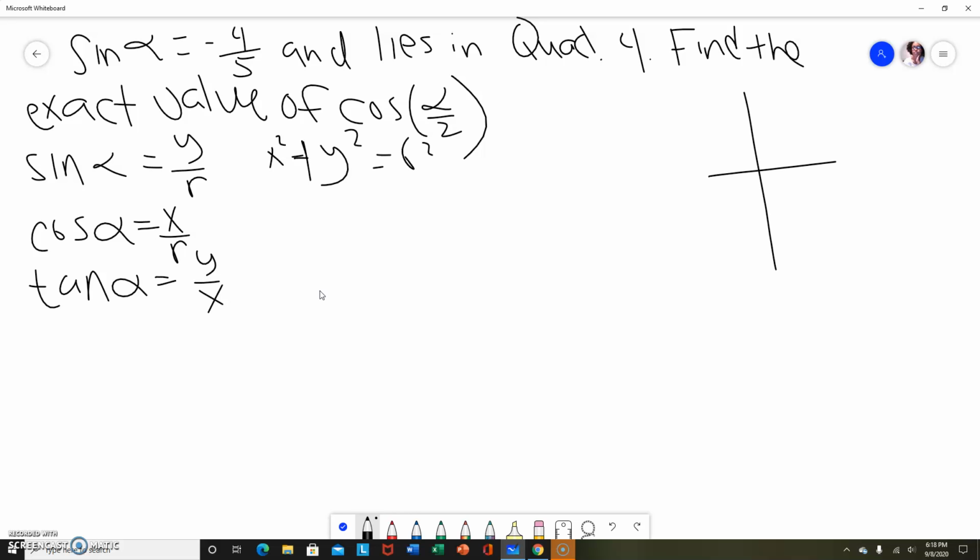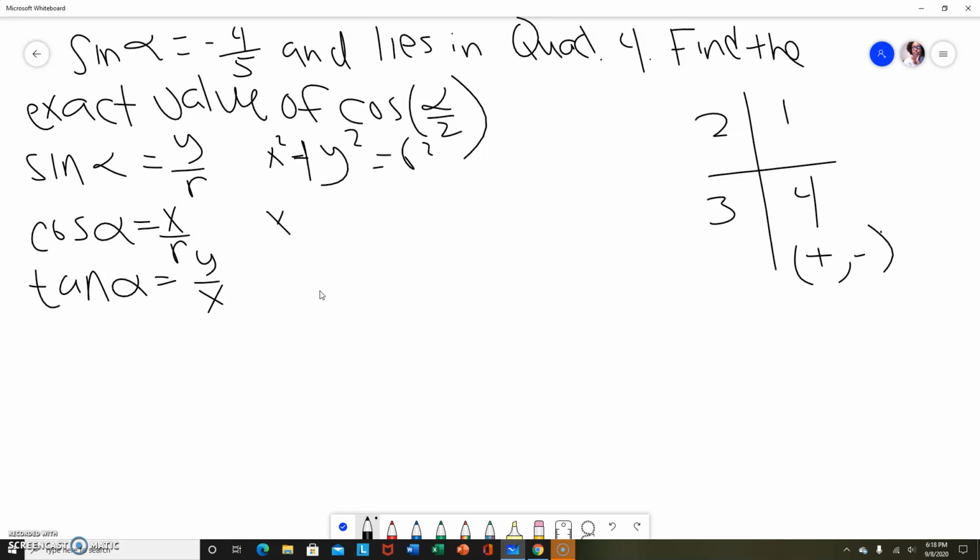All right, so we know quadrant 4. So if I look at my quadrant, this is 1, 2, 3, and 4. Quadrant 4, my y value is negative and my x value is positive. So it's positive, negative. So my cosine should be positive. So I'm going to find out what my cosine value would be.